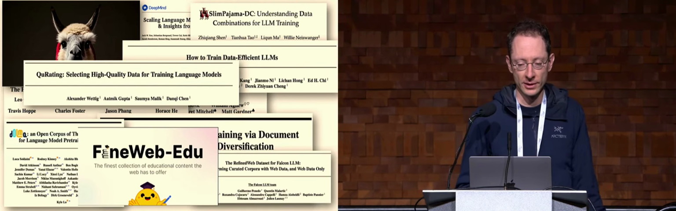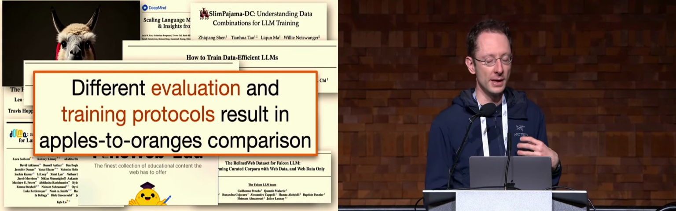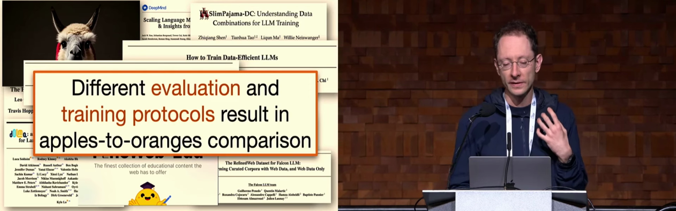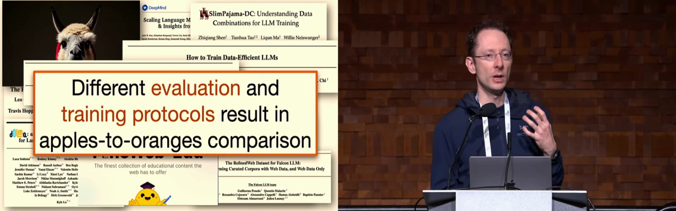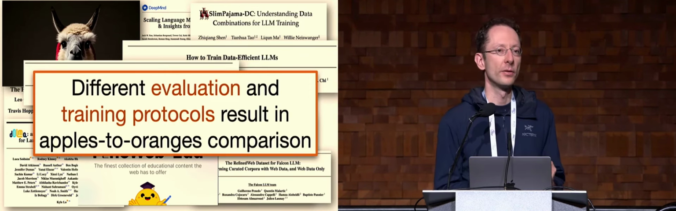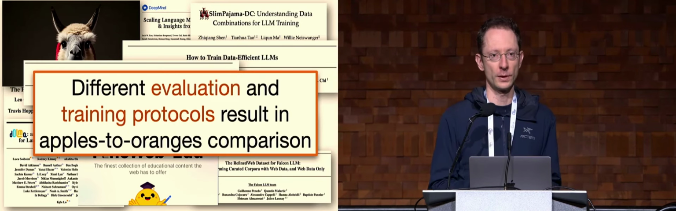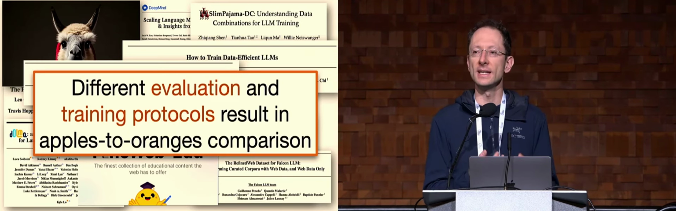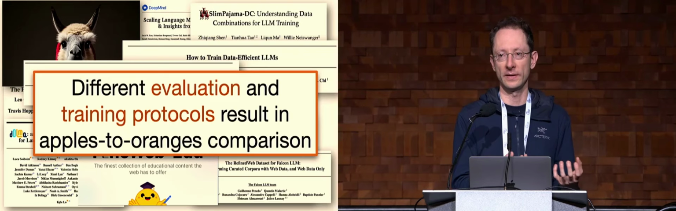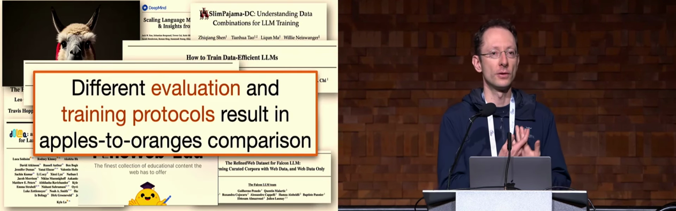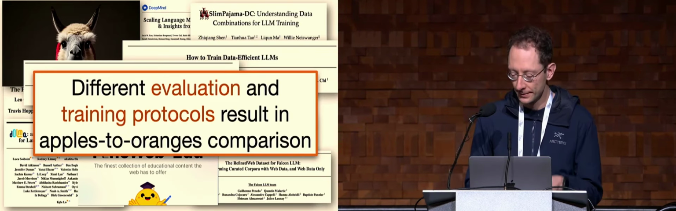I love that there's more research attention. But one tricky thing for me, at least, when I looked at all of these papers, is that they all differed in their evaluation and training protocols. So you had all of these different proposals for how to do data curation, but at the end, it actually wasn't clear what works best. What is actually the best training set for training your next large language model?